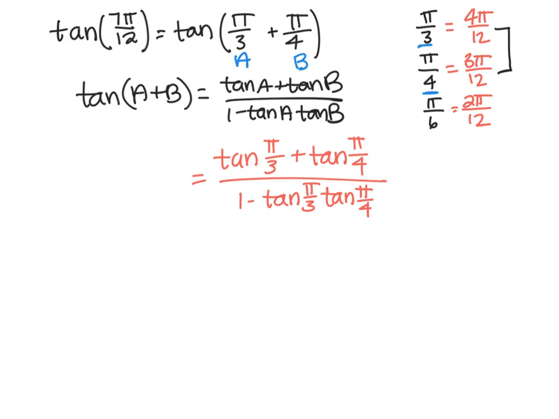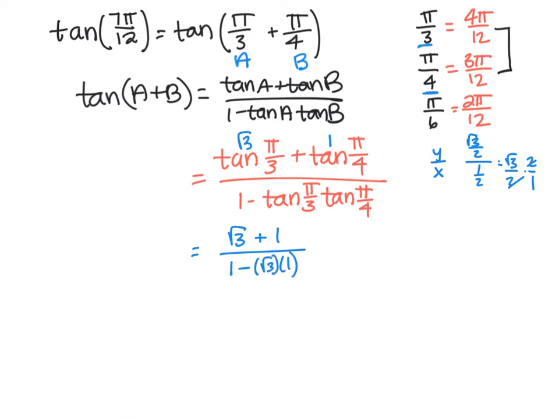So tangent of pi over 3, we know tangent is y over x. Pi over 3 is the top one, so y is root 3 over 2. X is 1/2. So this turns into root 3 over 2 times 2 over 1. So we know tangent of pi over 3 is root 3. Tangent of pi over 4, that's root 2 over 2 divided by root 2 over 2. So that's just 1. So if we put this all together, we get root 3 plus 1 over 1 minus root 3 times 1. Yes, these are messy, but it's just a matter of plugging and chugging, rationalizing, and so forth.